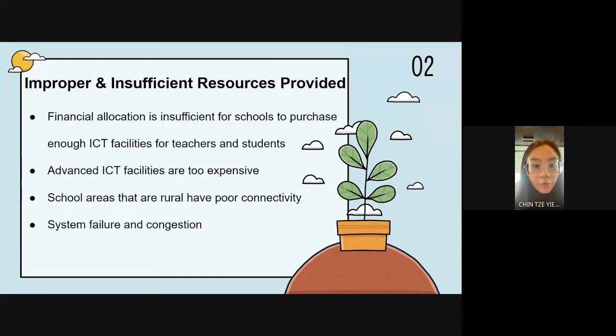Not only that, for schools in rural areas, most of the time they have poor connectivity. Even though they have very good ICT facilities, they cannot perform whatever they want to due to the poor connectivity. And lastly, system failure and congestion. Because there are too many teachers accessing the website at once, the website is facing congestion, and sometimes some of the teachers have to wake up or stay up until late at midnight in order to access the website without any obstruction.